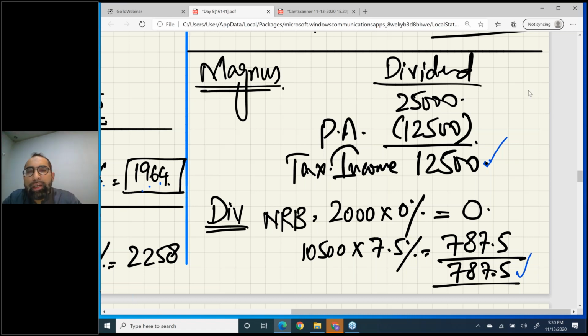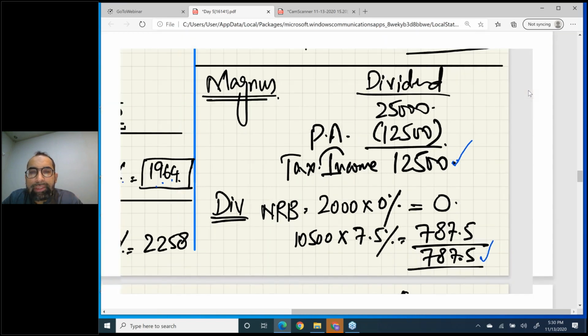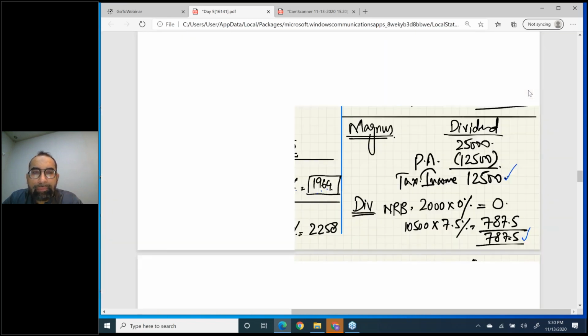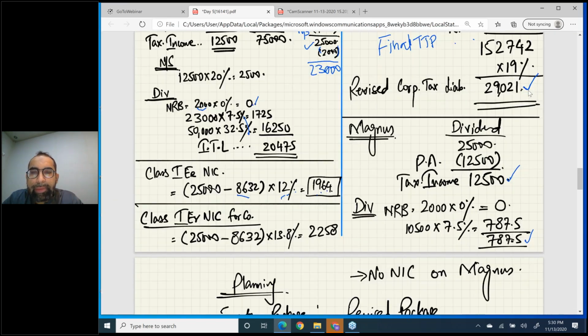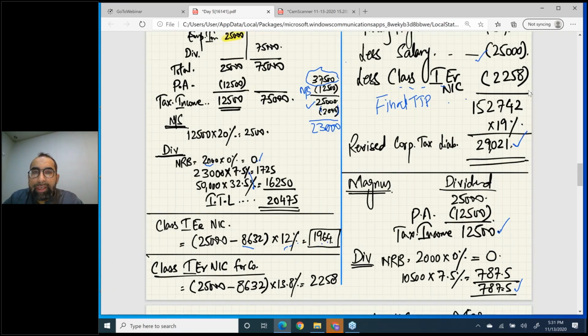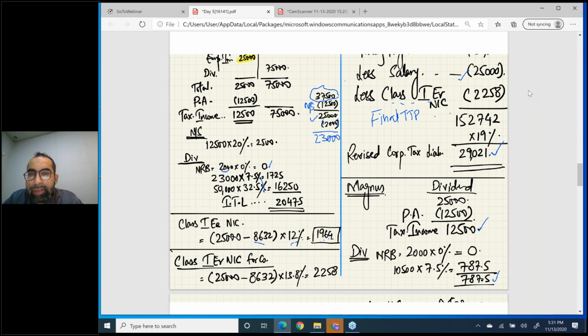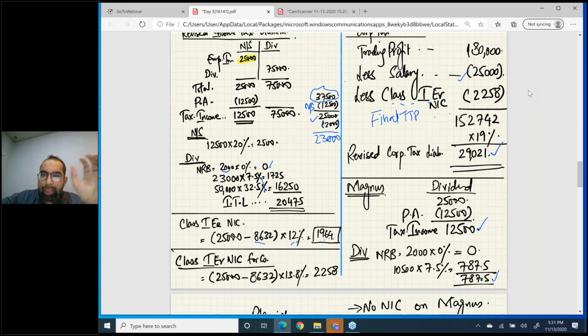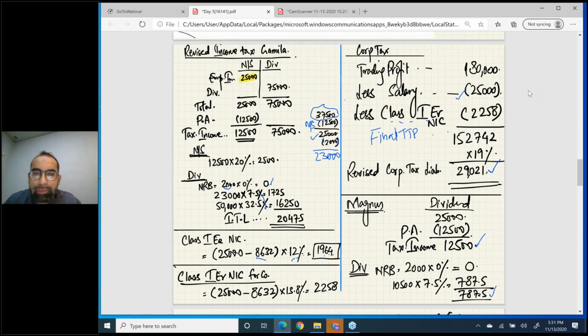Okay, now look at the big picture. Let me highlight all the costs. We are on the final area. They have to pay corporation tax. Obviously they all are one unit. This company is their own company, right? Corporation tax, see, I have highlighted.